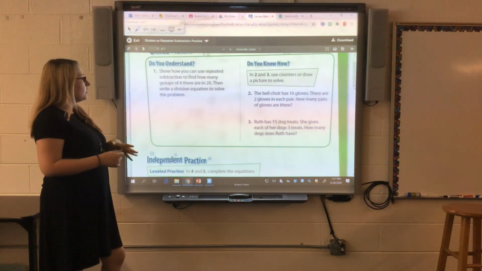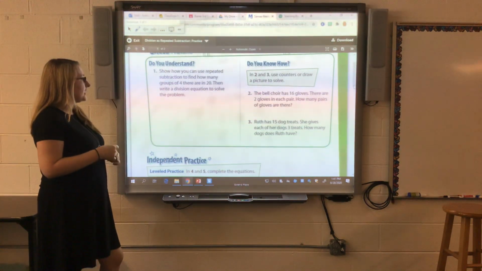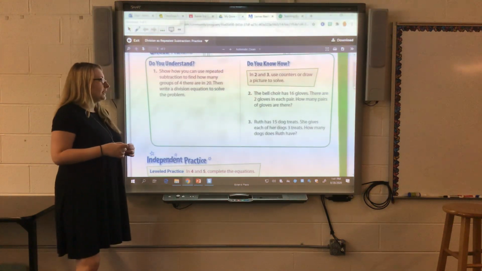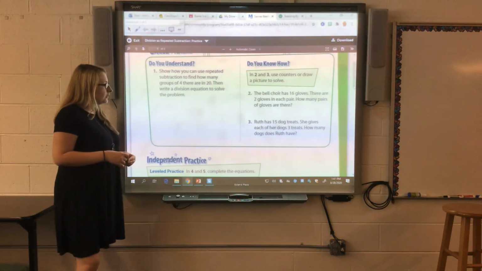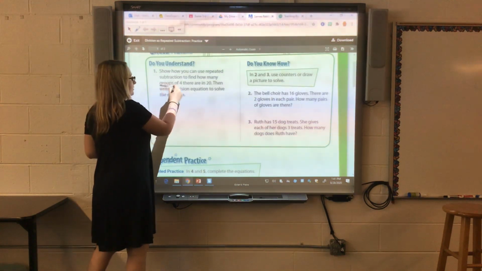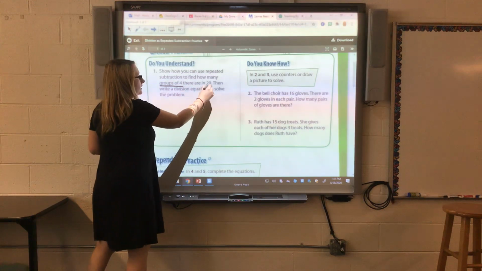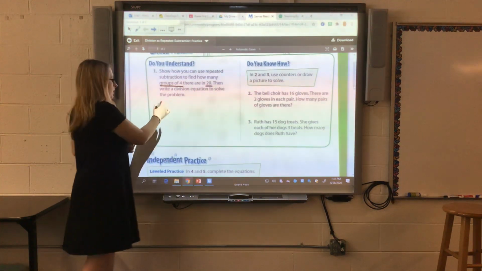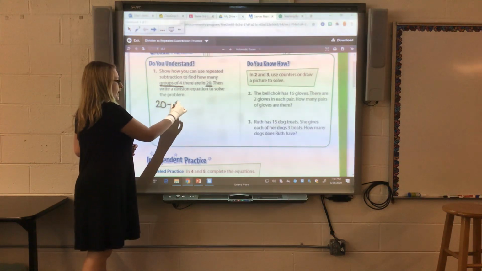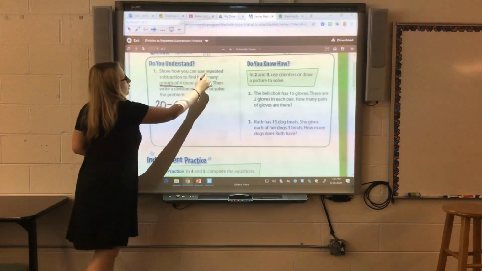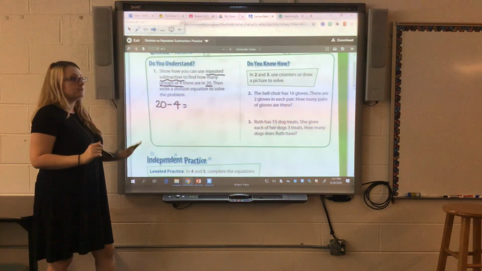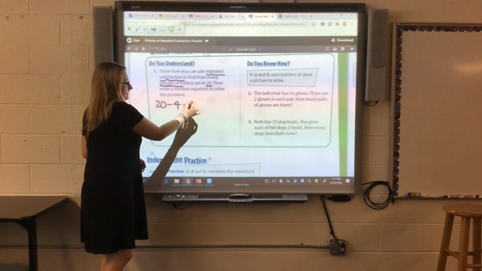So here we have: show how you can use repeated subtraction to find how many groups of 4 there are in 20. Then write a division equation to solve the problem. So we need to find how many groups of 4 are in 20. So we start with 20, and we're going to subtract 4 since we're using repeated subtraction. 20 minus 4 is 16.